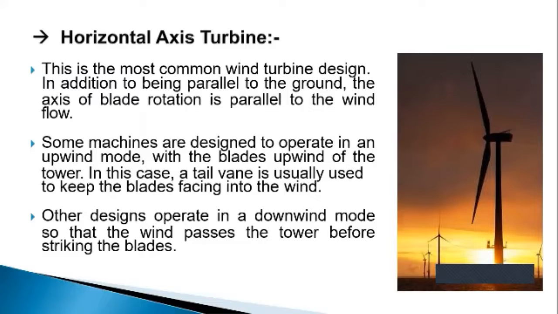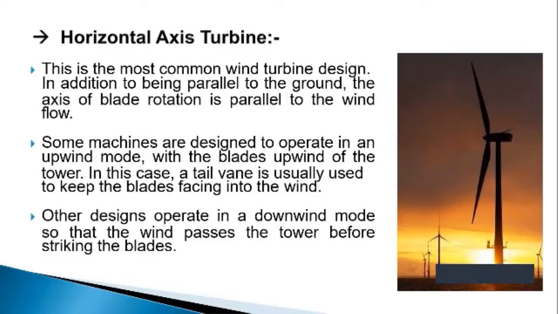In the horizontal axis turbine, we install the turbine and generator horizontal to the ground, meaning parallel to the ground. Also, the blade rotation is parallel to the wind. That's why it is the commonly used wind turbine.